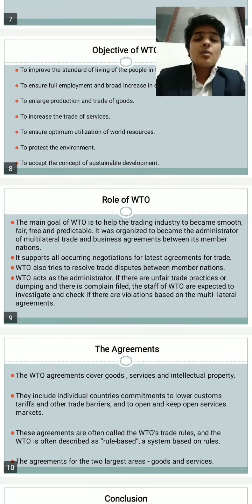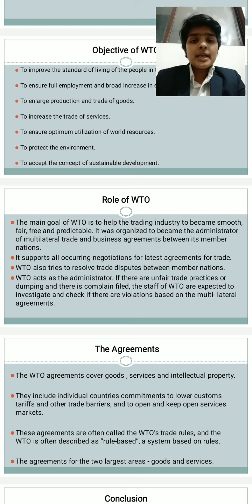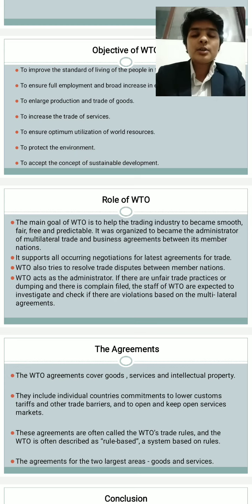Next we will see the roles of the World Trade Organization. The main goal is to help the trading industry become smooth, fair, free and predictable. It was organized to become the administrator of multilateral trade and business agreements between its member nations. The second role is that it supports all ongoing negotiations for the latest trade agreements. Also, it tries to resolve trade disputes between member nations. If there are unfair trade practices or dumping and a complaint is filed, the staff of the World Trade Organization are expected to investigate and check whether there are violations of the multilateral agreements. These were the roles of the World Trade Organization.